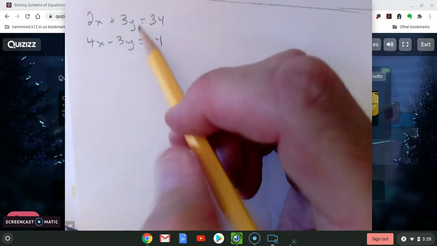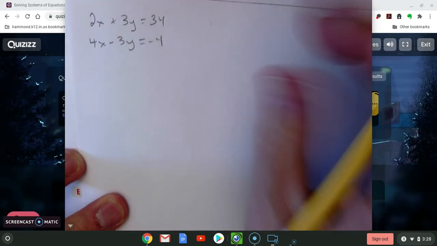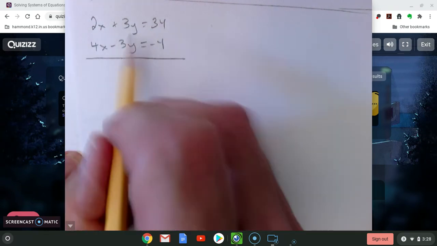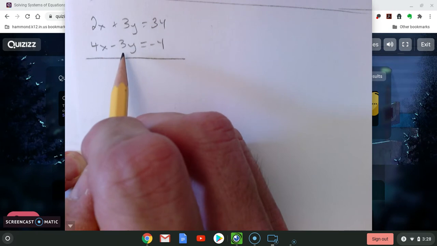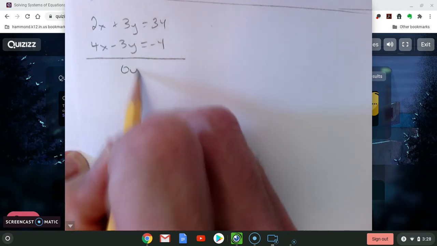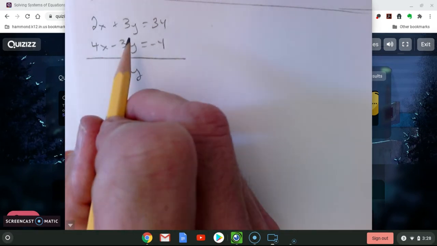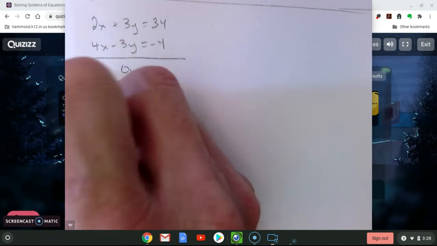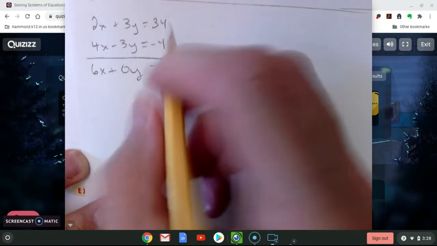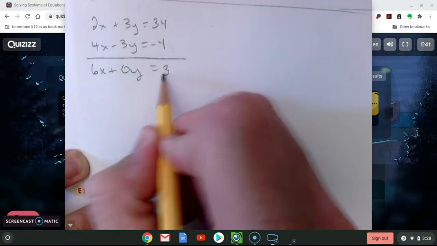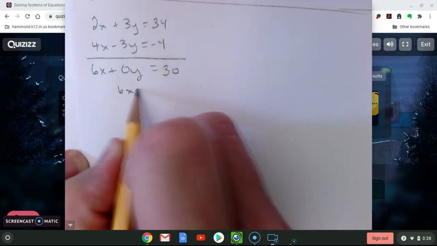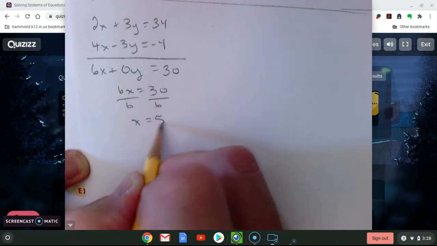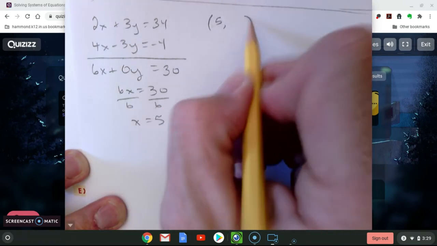So here, neither one of these is going to solve very easily for y. But I do notice that I have a positive 3y and a negative 3y. When I add these two equations together, positive 3 and negative 3, those are opposites. They make a zero pair. So negative 3y plus 3y equals 0y. 0 times anything is 0, so that's just going to go away. 2x plus 4x is 6x, and then 34 and negative 4, 30. So 6x equals 30. And then following through, x equals 5.